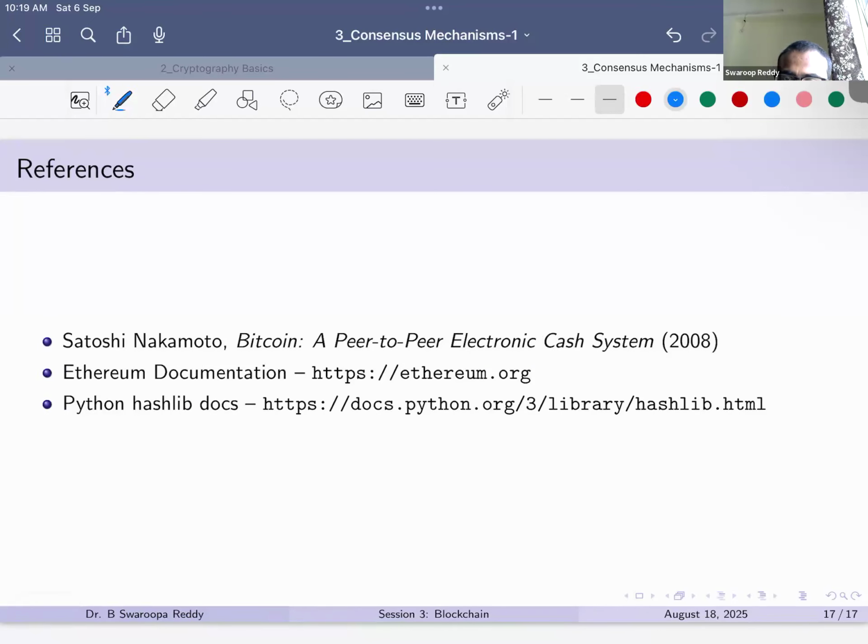Thank you. These are some references. These are some papers related to proof of work and proof of stake. You can search online for these papers and read them if you want to dig deep into these concepts. Okay.